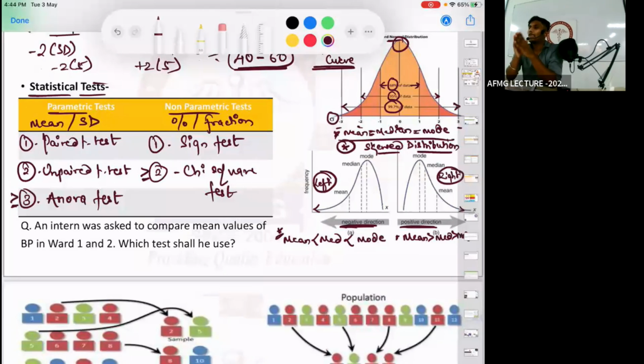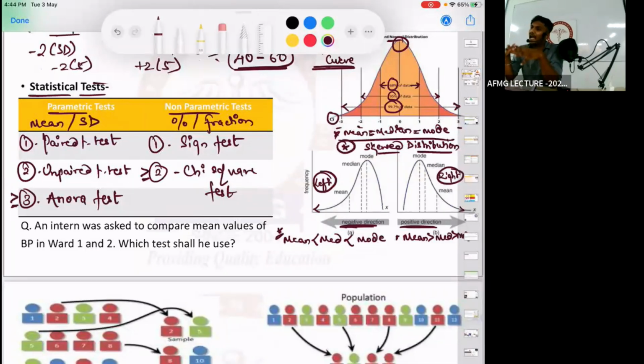Next, if I say I have three wards now, ward 1, ward 2, ward 3. Mean value of BP in ward 1, 140 by 90. Mean value of BP in ward 2, 120 by 80. Mean value of BP in ward 3, 160 by 100. So here I am comparing again what? A value or mean. So which type of test? Parametric test. How many groups? Three groups. That means it is an ANOVA test. Done with parametrics? Now non-parametric tests.